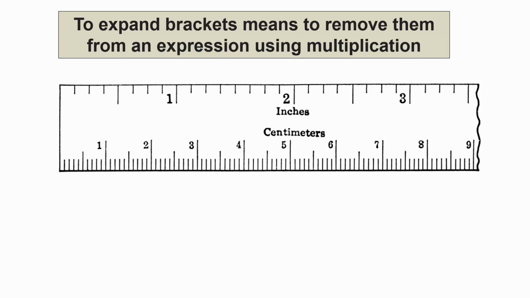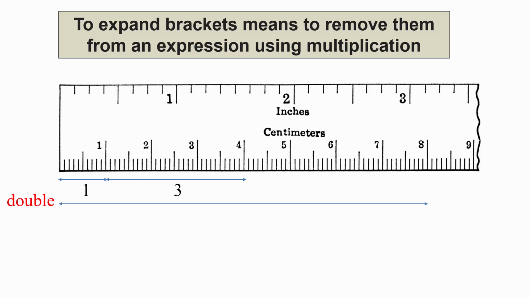Here we have a ruler. Let's suppose we mark off 1 centimetre and also mark off the next 3 centimetres. If we double the total length, that will give us 8 centimetres, won't it? Let's write that down using numbers. We're adding the 1 centimetre to the next 3 centimetres, which of course means 1 plus 3, which gives us 4. And then when we double that, we have 2 times 4, which is 8.